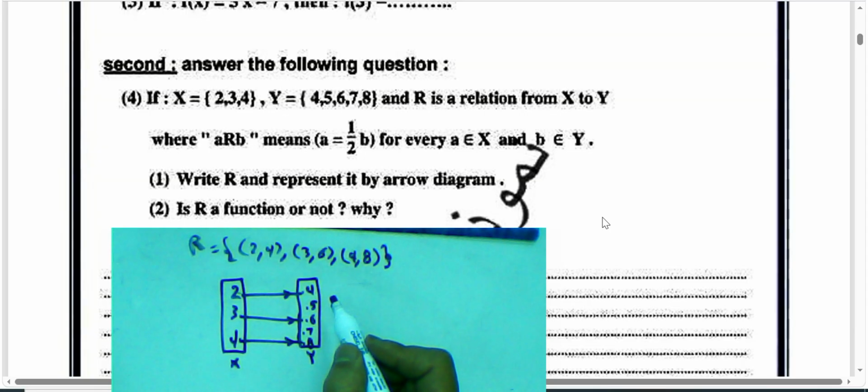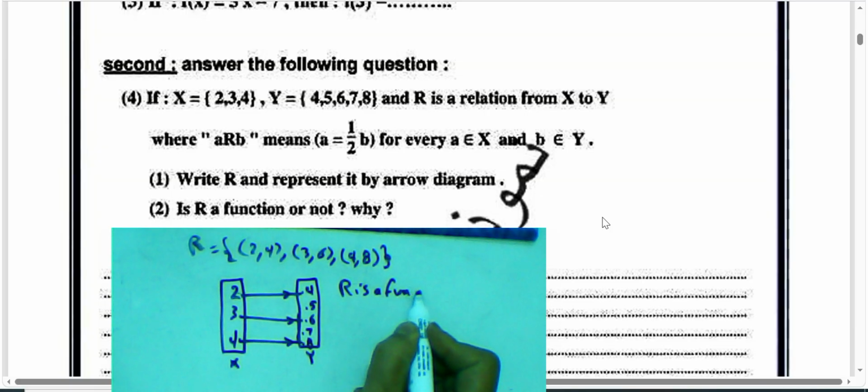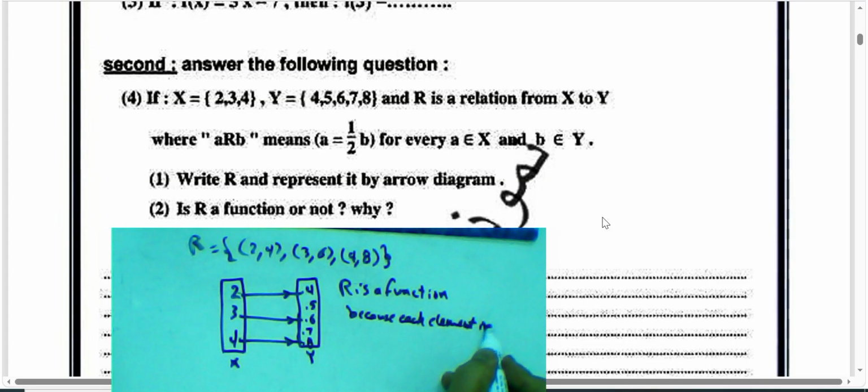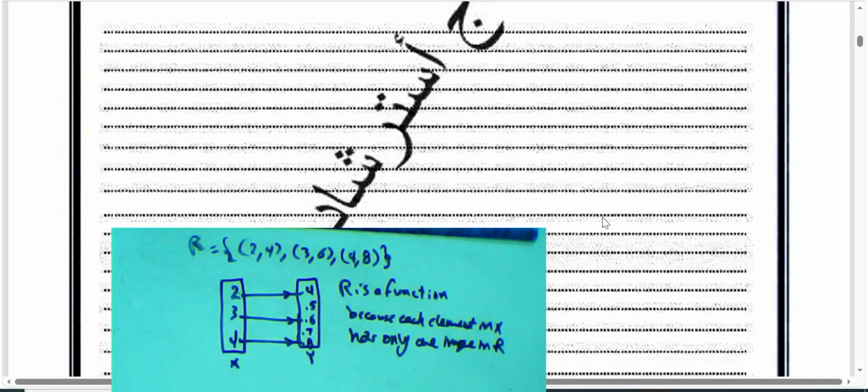Is R a function or not? Yes, R is a function. Why? Because each element in X has only one image in R. Okay, next question.